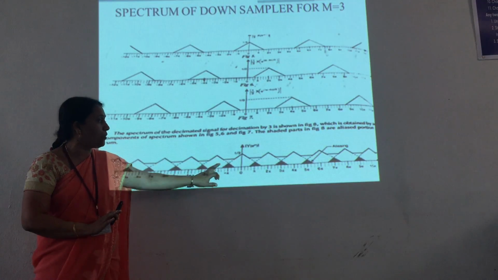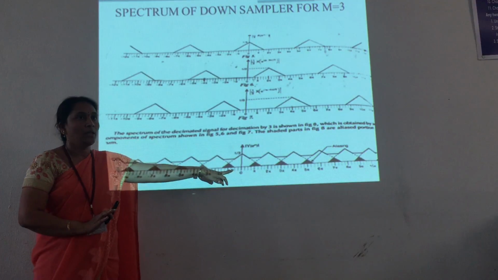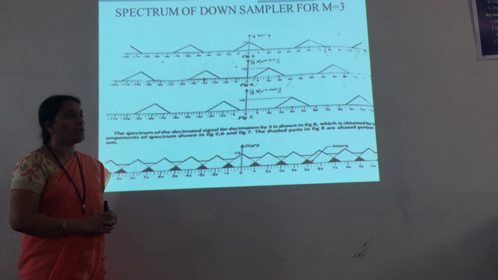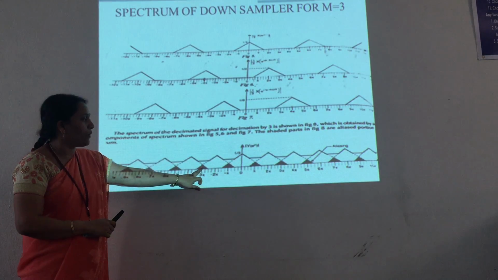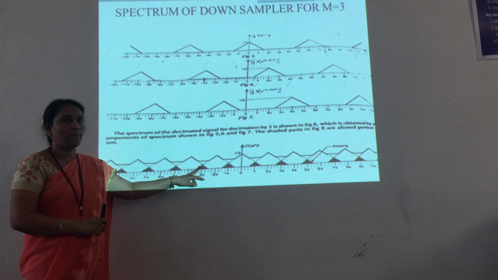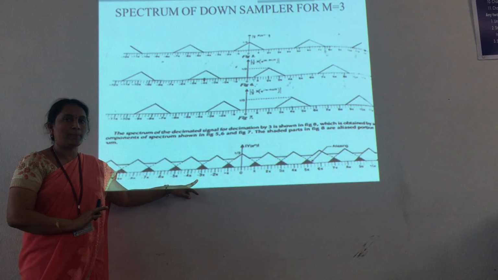For M equal to 2, there is no overlapped portion. But for M equal to 3, there is an aliasing portion. This is only because of M equal to 3. This is the overlapped portion. So now our aim is to avoid this overlapped portion, so that the output spectrum is equal to the input spectrum.